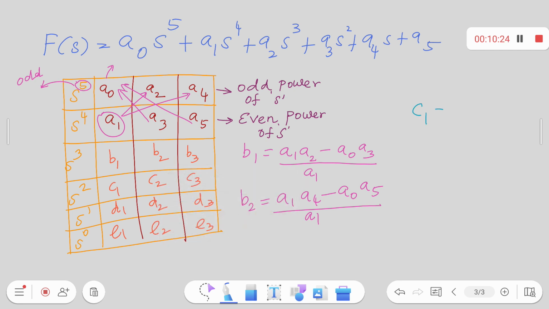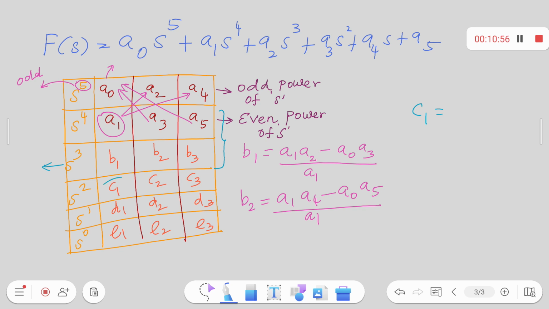We have calculated the b1, b2, b3 row. Now I want to calculate c1. What we have to do is consider the immediate above two rows of c1. So here I have to consider the s3 and s power 4 rows. For whichever row you are going to calculate, the immediate above two rows we have to consider. Here I am going to calculate for the s square row, so I have to consider s3 and s4 rows alone.